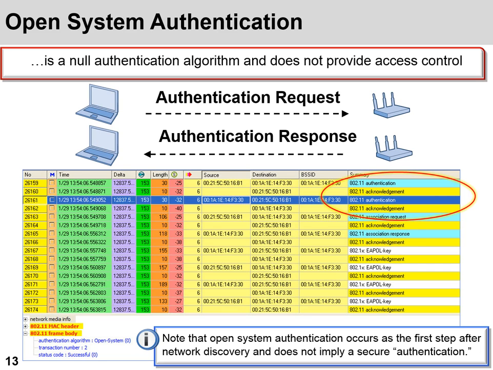Open system authentication, or OSA, is itself null authentication. Basically, an authentication request is sent to the AP, and the AP says, okay, sure, you can get on. So we request to get on, the AP says you are on. So open system authentication is the first step after network discovery, and it doesn't give you secure authentication at all. It really just gets you connected to the access point so that you can effectively authenticate.